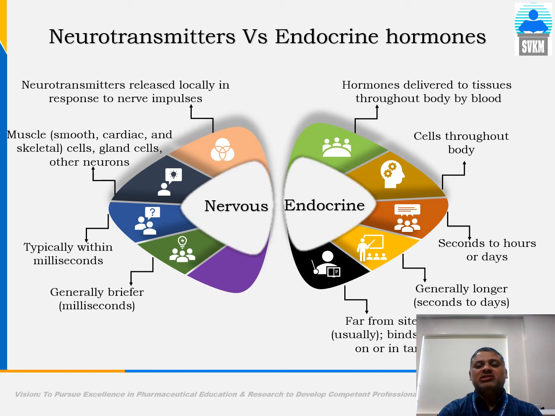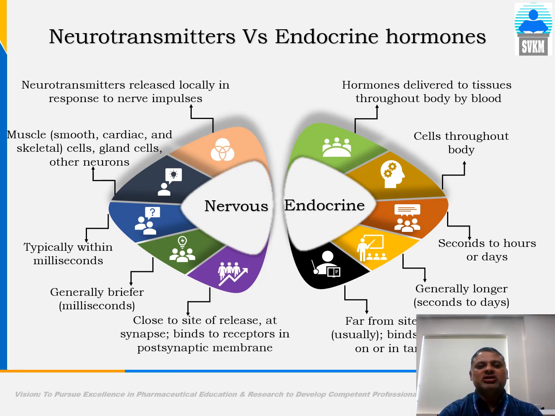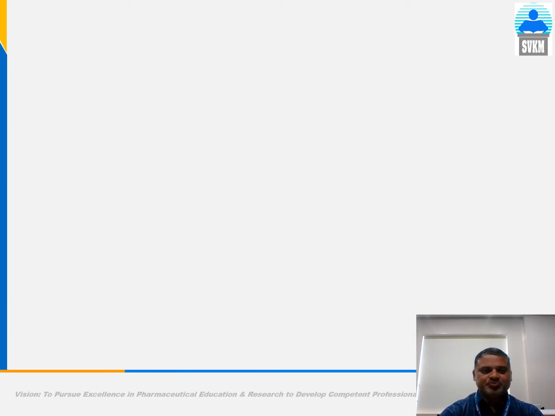And regarding the site of action, for the endocrine hormones it is usually far from the site of release, and they bind to the receptors on the target cell. And the neurotransmitters, after being released from specific neurons, act at a closer site, particularly at the synaptic level, and they bind to the receptor on the postsynaptic membrane. That is the basic difference between the neurotransmitters and endocrine hormones.